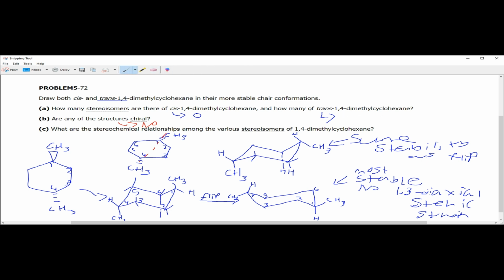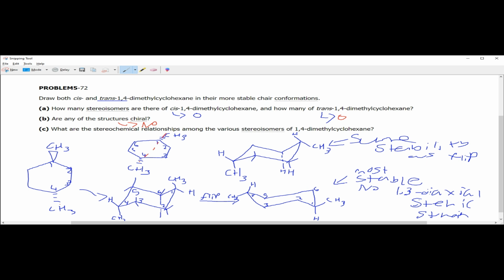Because you might be thinking, what if I turn this wedge into a hash and I turn this hash into a wedge? Sure, you can do that and you might think you have a new molecule, but you don't. You can flip this over a mirror, draw this wedge right here with a hash, and this hash right here with a wedge. And you might think, oh, this is a new molecule. No, it's not. It's the same molecule rotated 180 degrees. That's not a new molecule. It's the exact same thing.